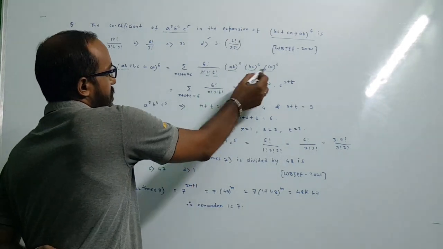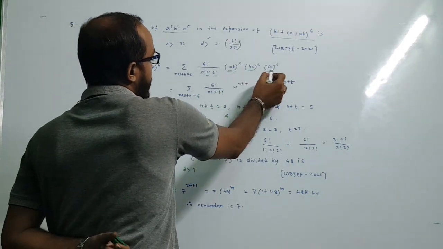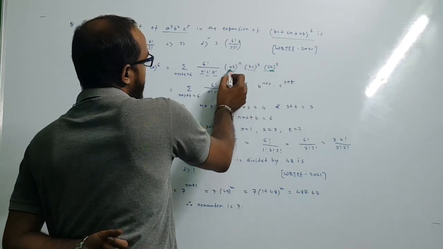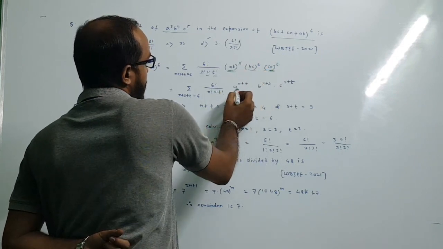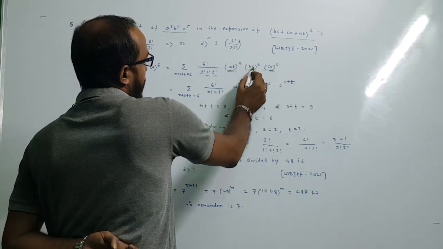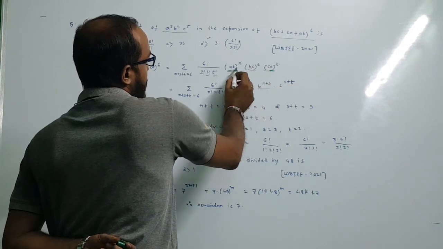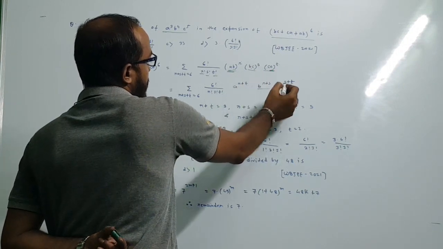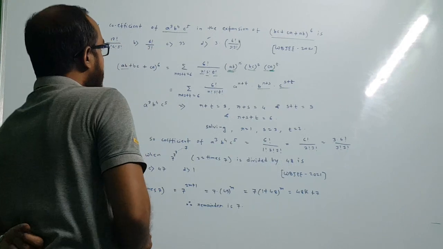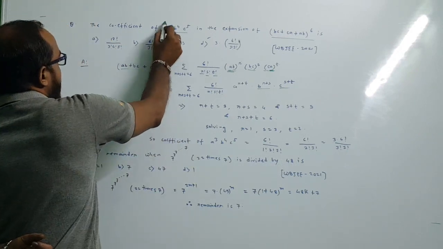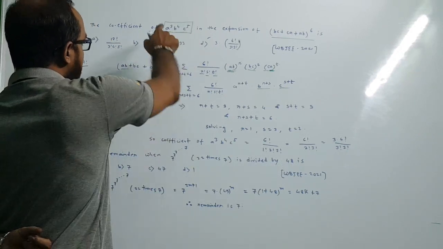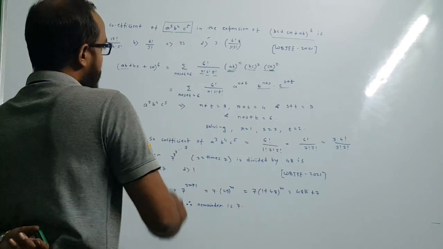So arrange all the related terms together, that is a to the power r into a to the power t, that is a to the power r plus t, b to the power r, b to the power s, that is b to the power r plus s, c to the power s, c to the power t, that is c to the power s plus t. Now see, in the general term it is given that they want the coefficient of a cube b to the power 4 c to the power 5.